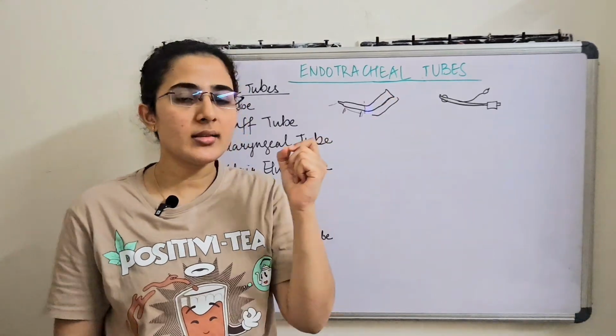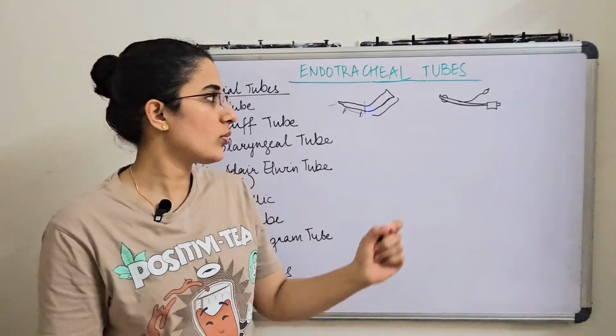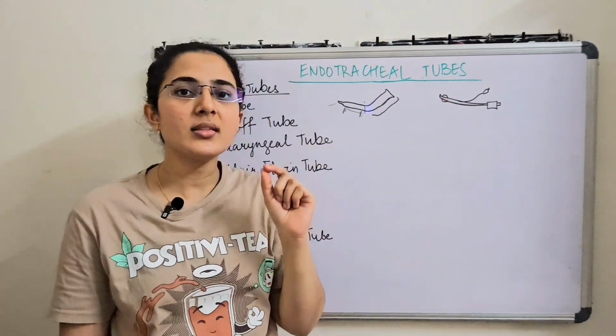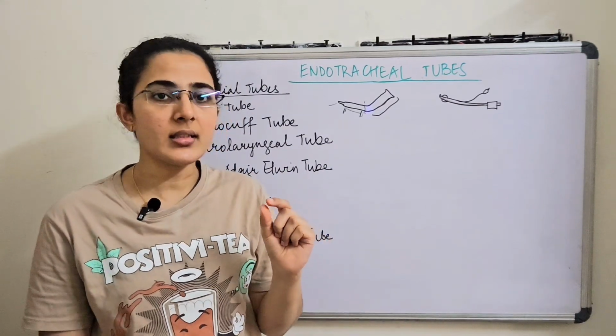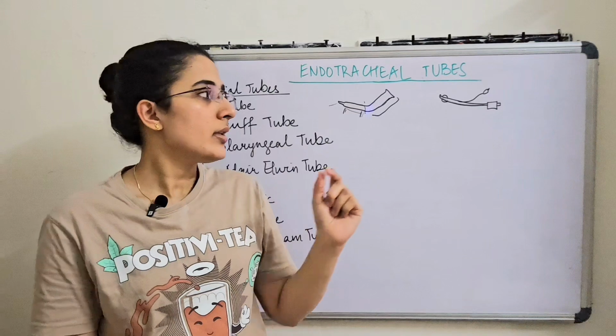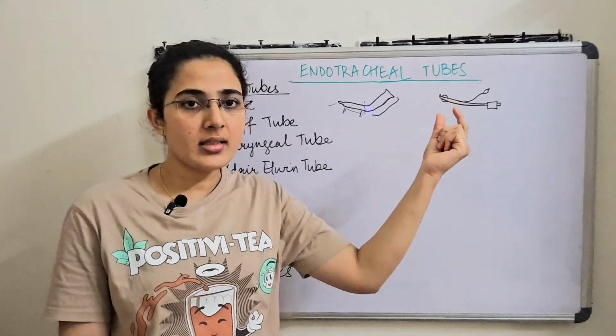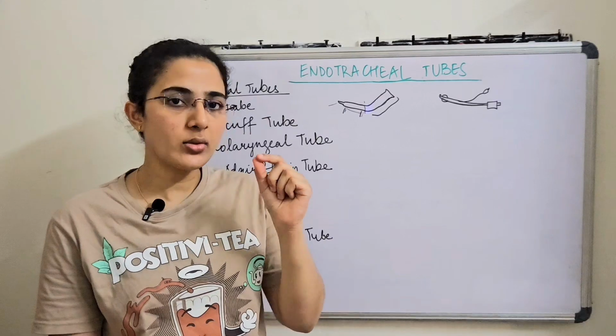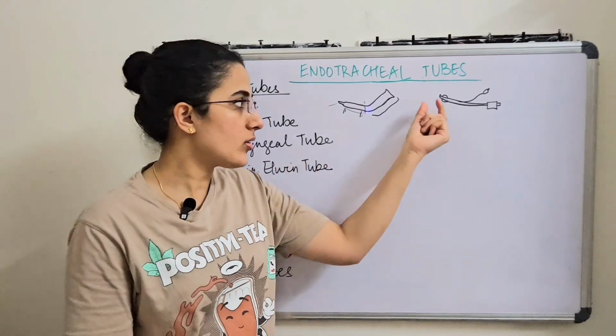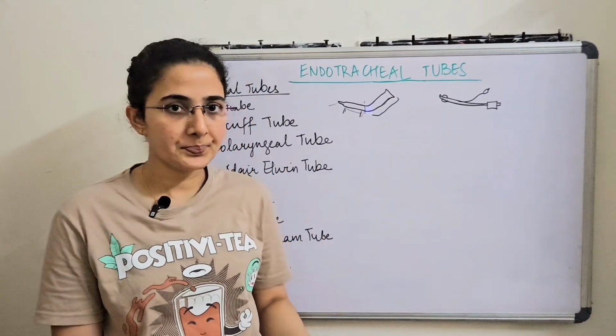So as we see, the salient feature in a microcuff tube is that the cuff that is present is quite small, and this cuff has low volume. So whenever we try to distend it with proper pressure monitoring, it will not cause much trauma to the structures, to the trachea of the pediatric age group.